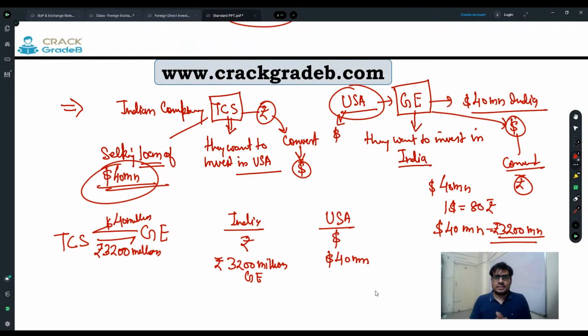So both have decided that okay, you scratch my back, I will scratch your back. Means I am going to facilitate a $40 million loan for you in the USA. This is what GE said to TCS. Similarly, TCS said that okay, fine, if you are doing this, then for you I am also going to raise a loan of 32 million rupees in India. So you are going to save some interest rates, you are going to save some amount of brokerage which you maybe would have to pay. So this is called swap, right?